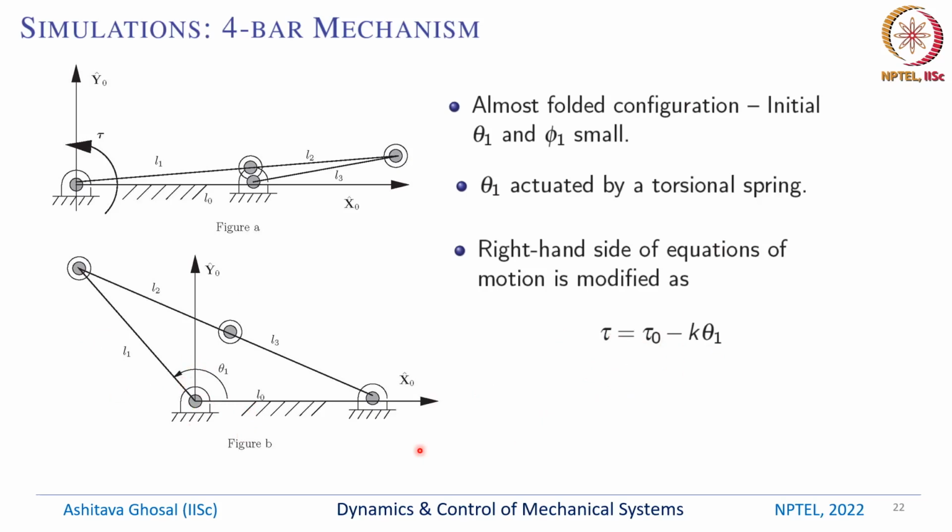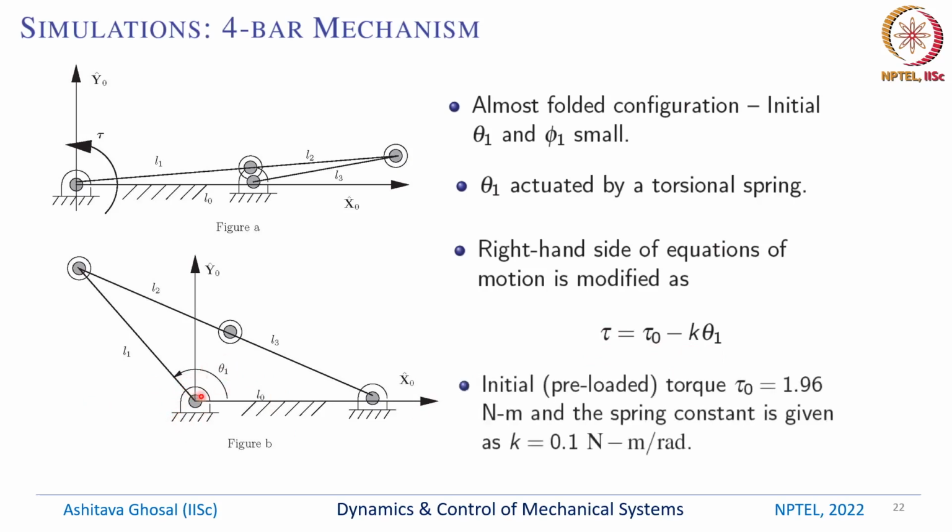So the idea is that there is a constant initial torque, but as theta 1 increases, the torque which the spring is supplying reduces. So there is an initial preloaded torque tau 0. We have chosen this number 1.96 Newton meter, and the spring constant is given as 0.1 Newton meter per radian.